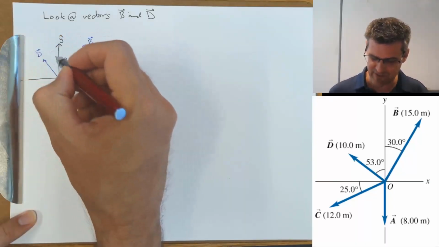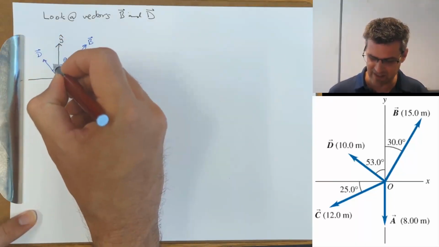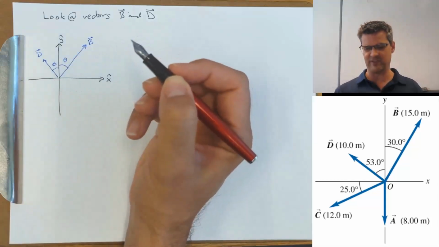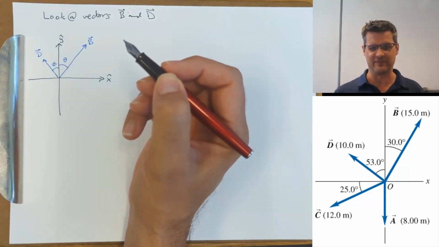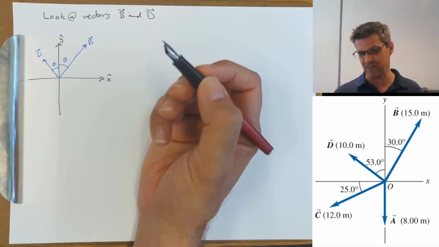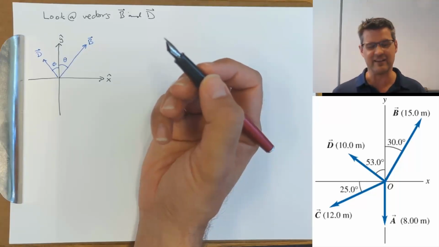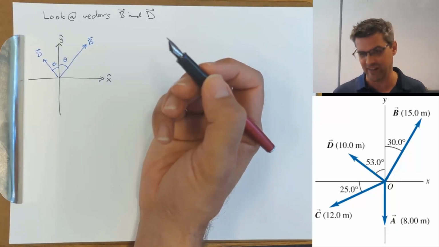We also have a vector D that has an angular measure with respect to the y-axis shown here as a vector phi. Now phi happens to be 53 degrees here, fine. D happens to have a length of 10 meters, fine.